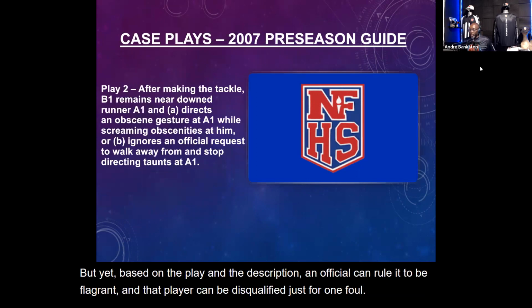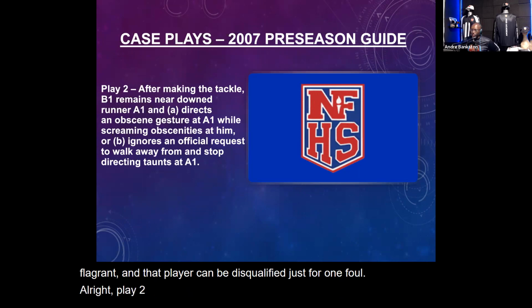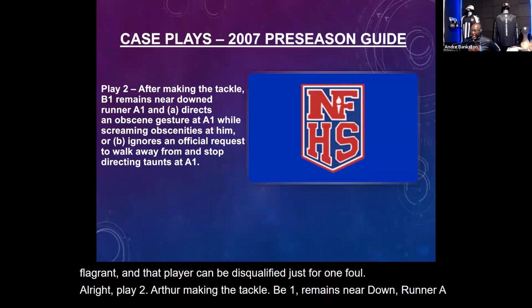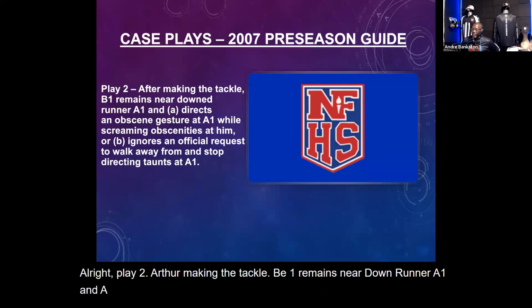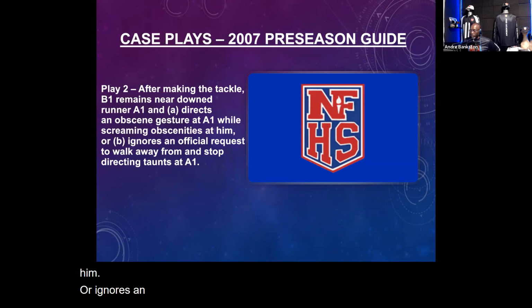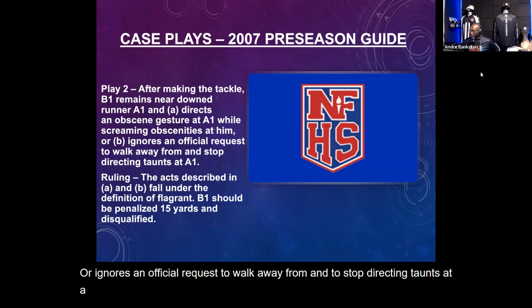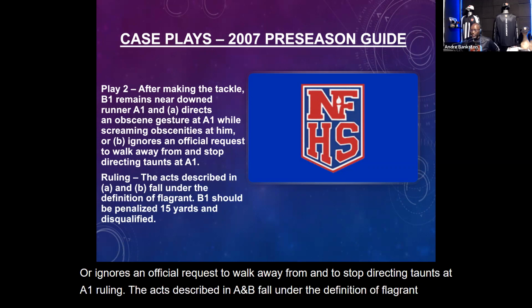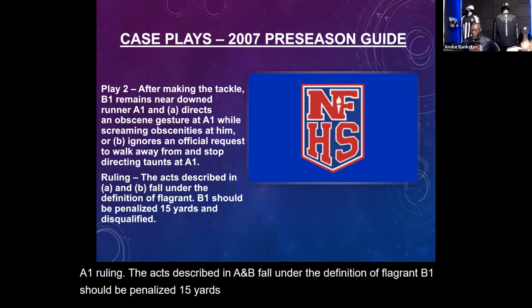All right, play 2. After making the tackle, B1 remains near downed runner A1, and either A, directs an obscene gesture at A1 while screaming obscenities at him, or B, ignores an official's request to walk away and to stop directing taunts at A1. Ruling: The acts described in A and B fall under the definition of flagrant. B1 should be penalized 15 yards and disqualified.